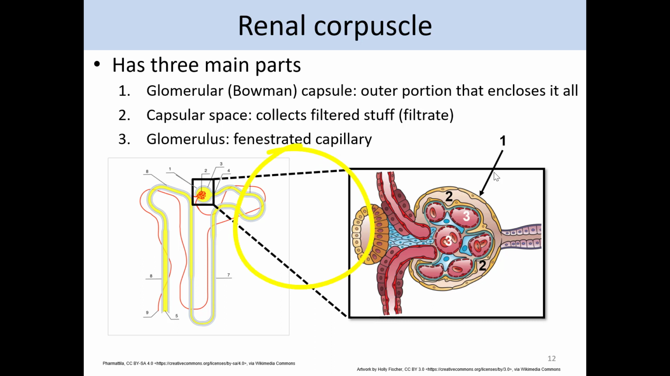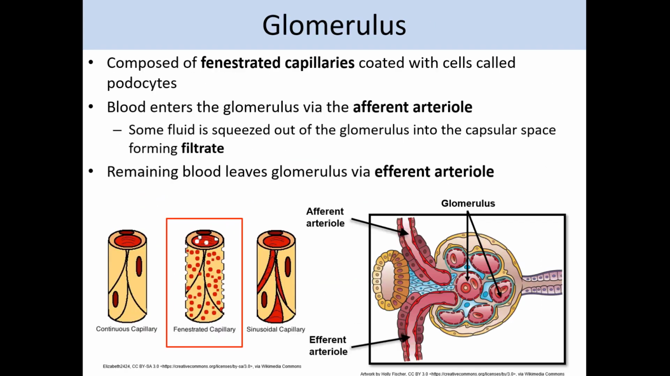And then there's the glomerulus, which is a fenestrated capillary that's inside the corpuscle, and it's coated with cells called podocytes. We'll talk more about these fenestrations and podocytes in just a minute. But remember, the blood that's being delivered to the glomerulus comes in through the afferent arteriole, and then once the blood is in the glomerulus, we'll squeeze some substances out of the blood, pushing them into the capsular space to form the filtrate. But there's still stuff left in the glomerular capillary. We need that substance to leave the glomerulus, and it does so through the efferent arteriole.